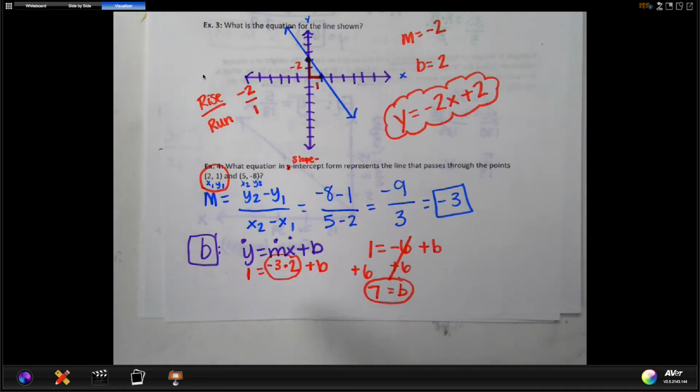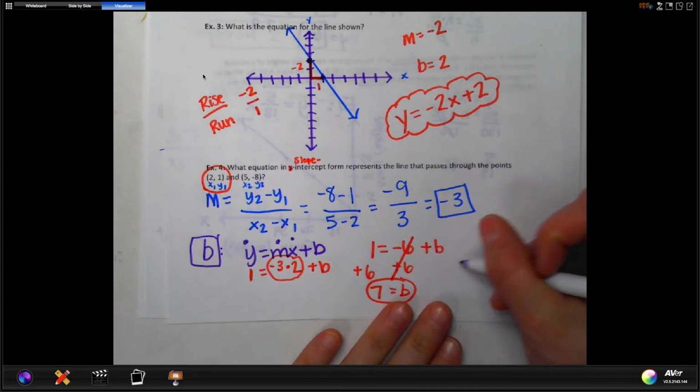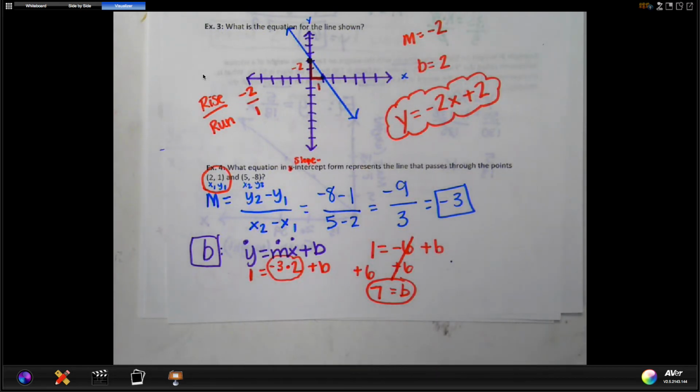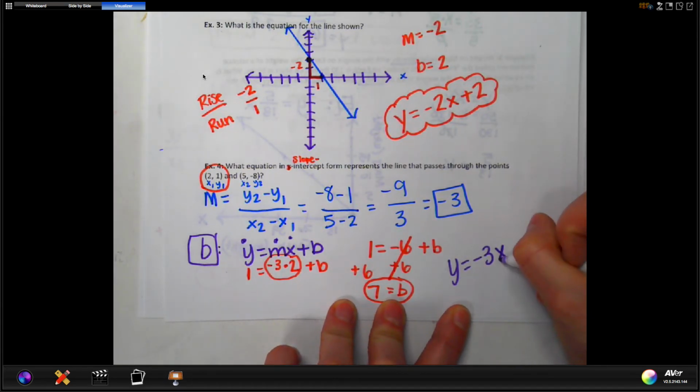No, that's with all the specific information. I want the general equation. Emma, go. Nope, that's too general. Go, Elvin. Y equals -3x plus 7. Y equals -3x plus 7.